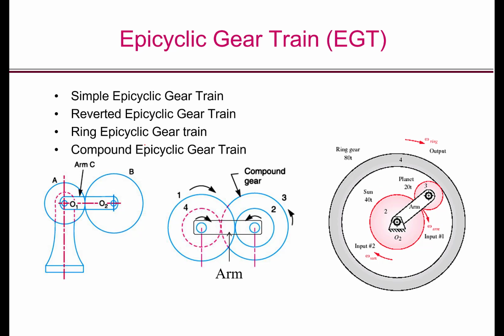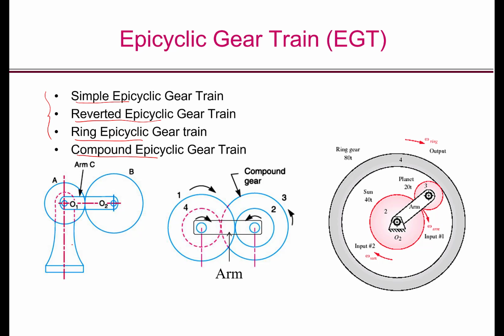There are many types of epicyclic gear train, namely simple epicyclic gear train, reverted epicyclic gear train, ring epicyclic gear train or planetary epicyclic gear train, and compound epicyclic gear train. In this lecture, we will look at the analysis of the first three types. And remember, a reverted epicyclic gear train is also a compound epicyclic gear train.